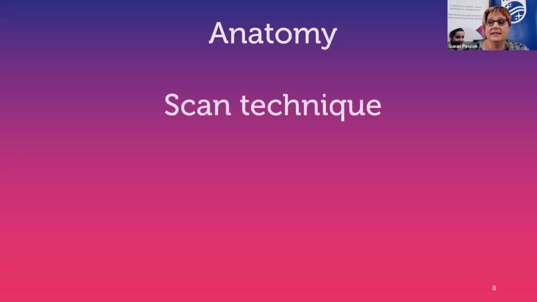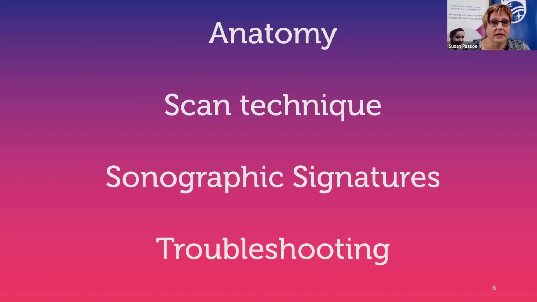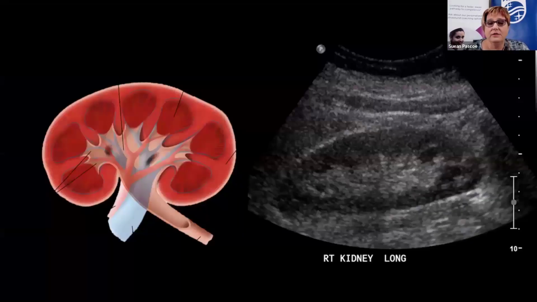So I thought today would just quickly review the sonographic anatomy. We'd look at the scan technique. We'd look at the sonographic signatures of the renal calculi, and then briefly touch on some troubleshooting tips for how to get better imaging. So first of all, we'll look at the normal anatomy of the kidney and what we can see on the ultrasound.